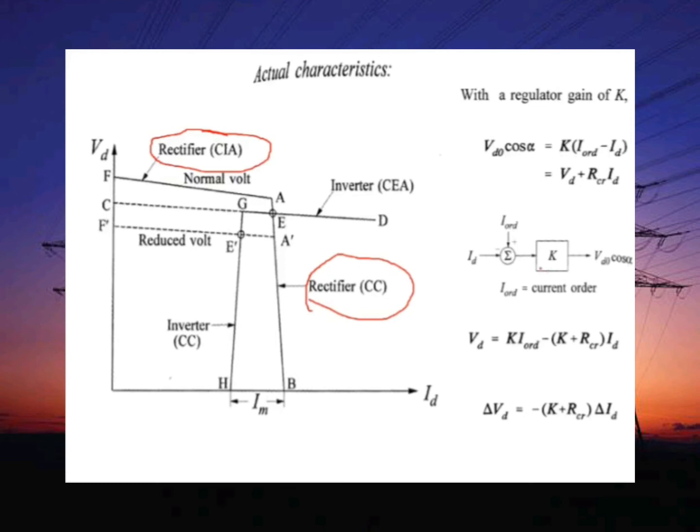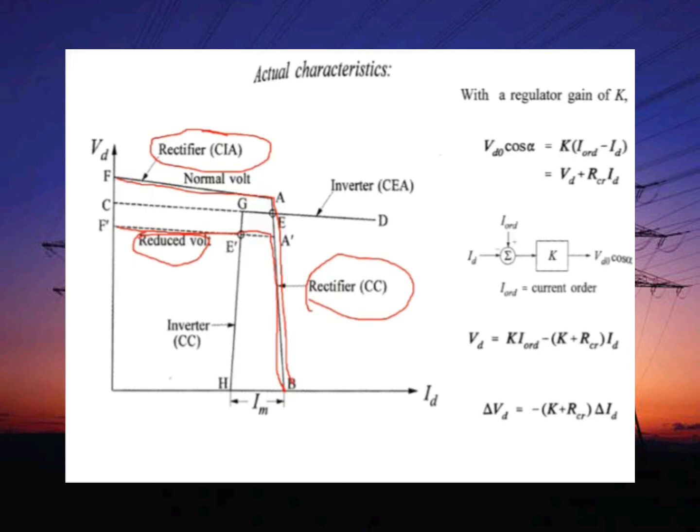So with the proportional plus integral regulator, the control characteristic is quite vertical, and the complete rectifier characteristic at a normal voltage is defined by FAB, and at a reduced voltage, the new characteristic of the rectifier is F dash A dash B. This is at a reduced voltage. Remember that.